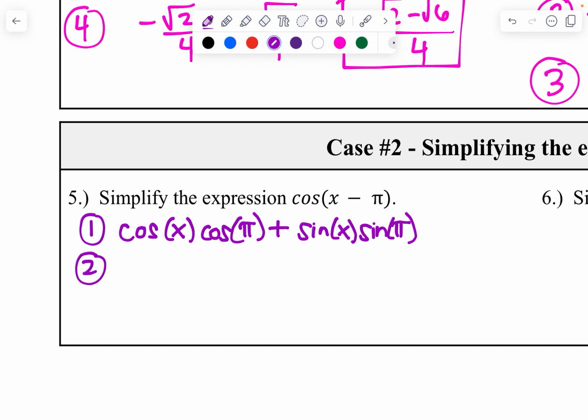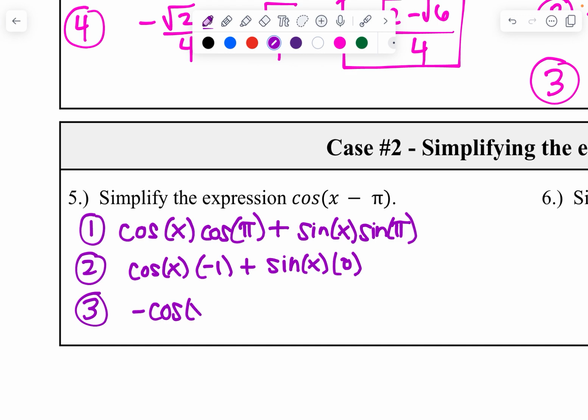Well, the cosine of pi equals -1, so this is cosine of x times -1. The sine of pi equals 0. So we will just end up with negative cosine of x.